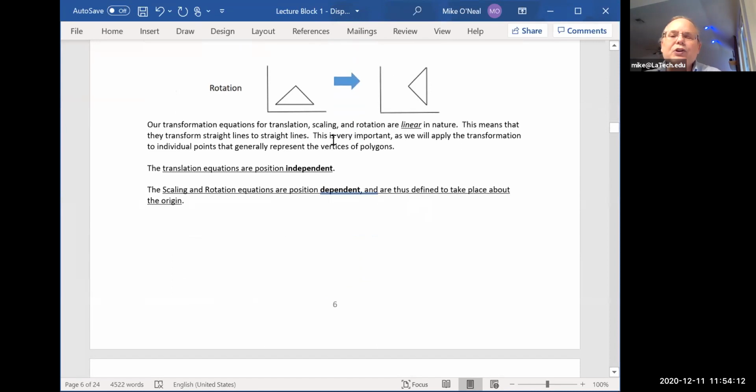Now, just like with our projection equations, translation, scaling, and rotation are linear in nature. And that means that straight lines are transformed to straight lines. And that's important because it'll allow us to apply these transformations to individual vertices of a polygon.